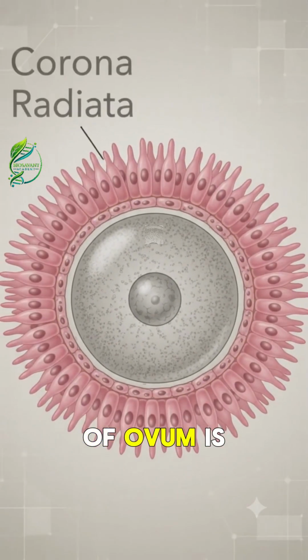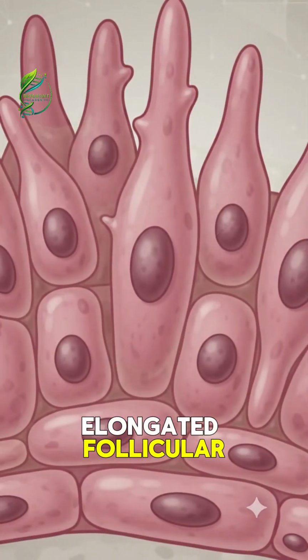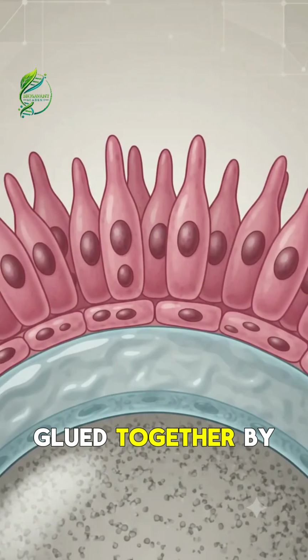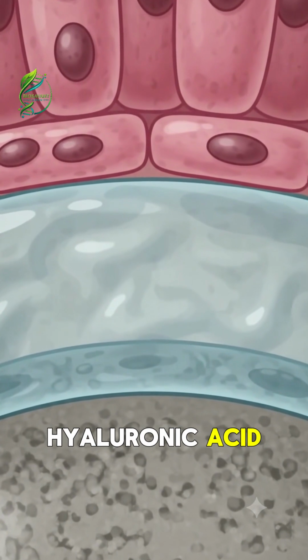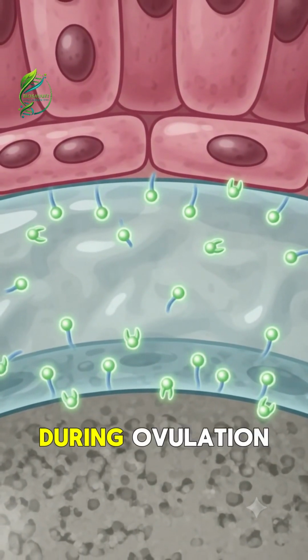Outermost layer of ovum is corona radiata. It is a cellular layer composed of rapidly elongated follicular, that is granulosa cells. The cells are glued together by hyaluronic acid and it provides physical protection and nourishment to the egg during ovulation.